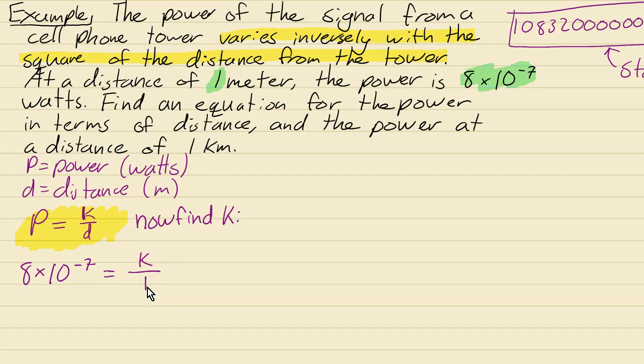Oh dear, I made a horrible mistake. It varies inversely with the square of the distance. What I have is P just varying inversely with the distance. But the square of the distance would be D squared. That's really important. And that should be D squared here. It doesn't actually matter because 1 squared is 1. So this equation is really just saying 8 times 10 to the negative 7 equals K. So that's the value of K we can use, and we can say the equation now, it says find the equation for the power in terms of distance.